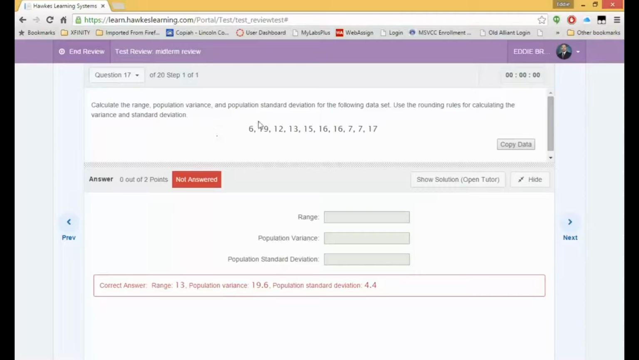Alright, this one's going to take a little bit longer because I have to calculate the range. The range doesn't take very long, so the biggest number is 19, the smallest number is 6. So the range is 13.